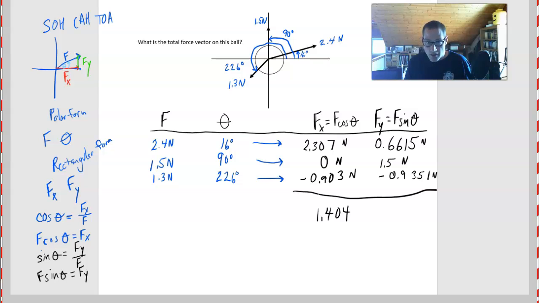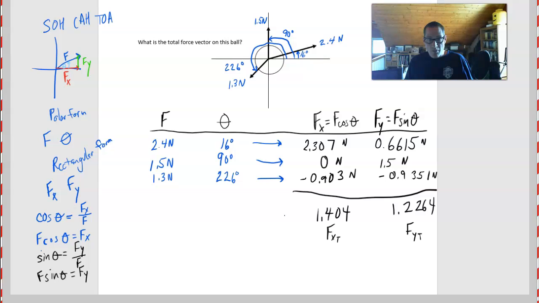And then this one here is 0.6615 plus 1.5 minus 0.9351. Okay, so this gives us 1.2264. So you can call this one f of x total, and this is f of y total. Anyway, it's the sum of all these f of x and f of y values.